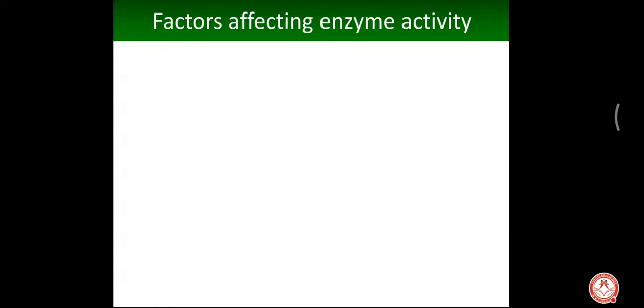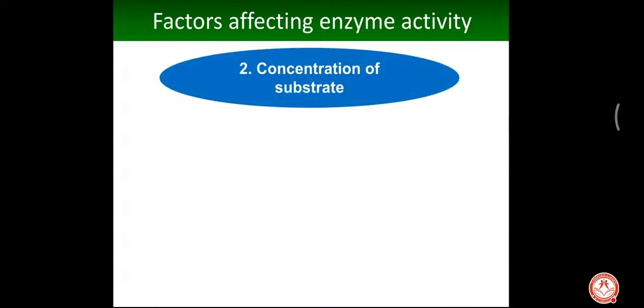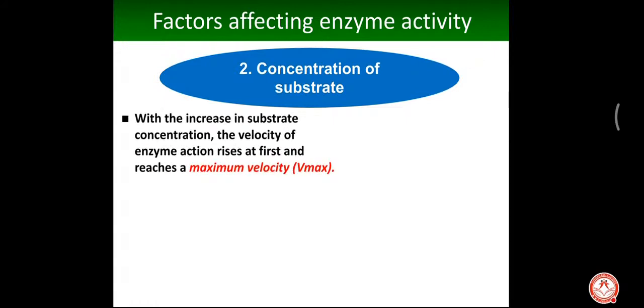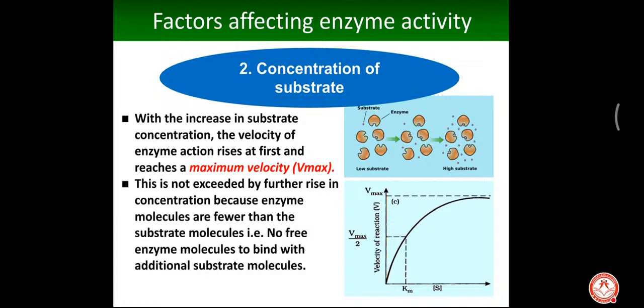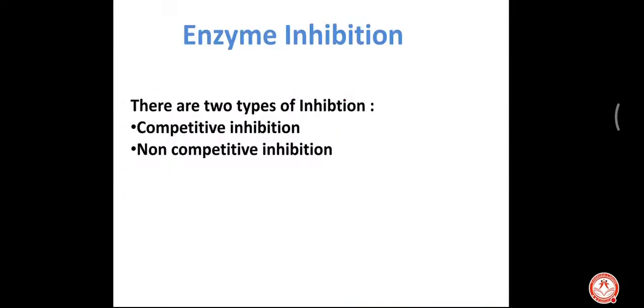Next is concentration of substrate. With the increase in substrate concentration, the velocity of enzyme action rises first and then reaches a maximum, which is called the Vmax value. This is not exceeded by further rise in concentration because enzyme molecules are fewer than the substrate molecules, that is, there are no free enzyme molecules to bind with additional substrate molecules.